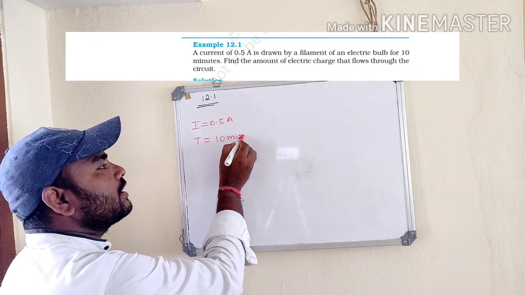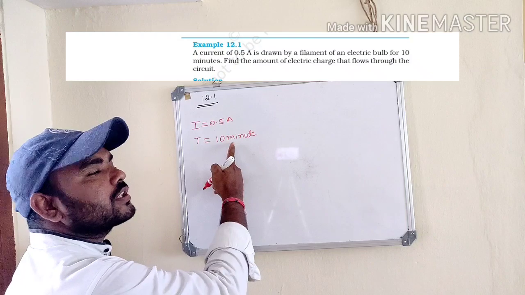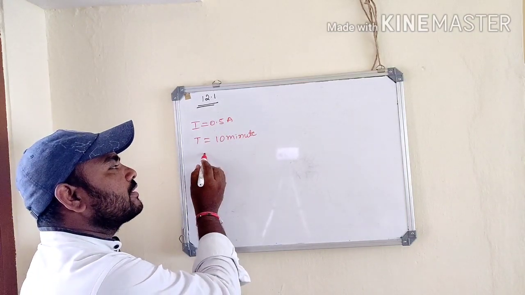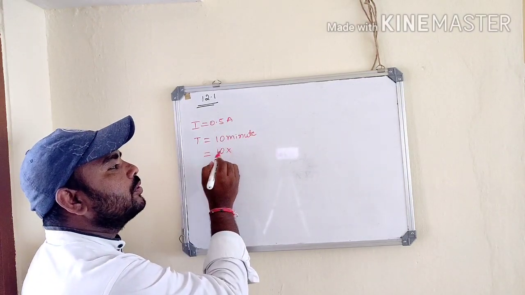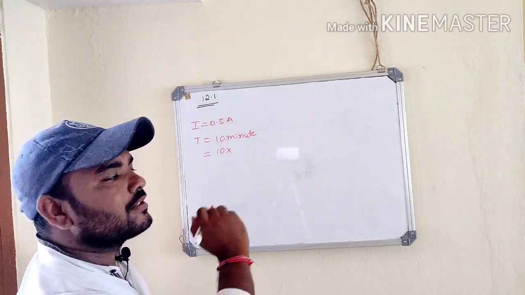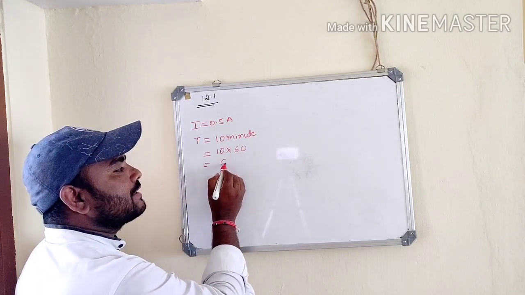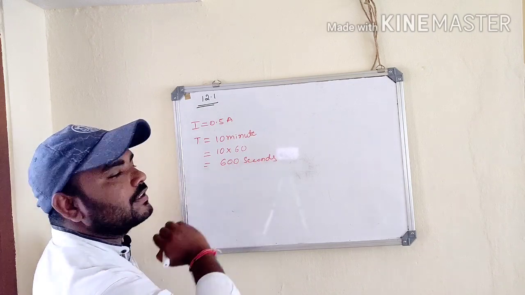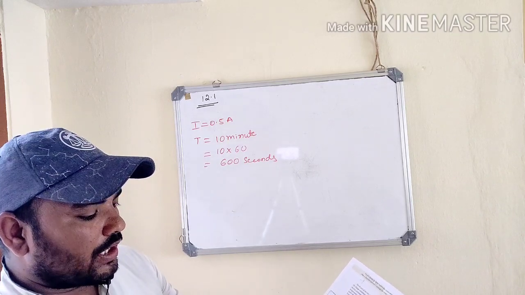As I told you in my previous video, children, we need to first convert this into an SI unit. As we all know, the SI unit of time is the second. So 10 into, in one minute, how many seconds will be there? 60 seconds. So 10 into 60 is 600 seconds.